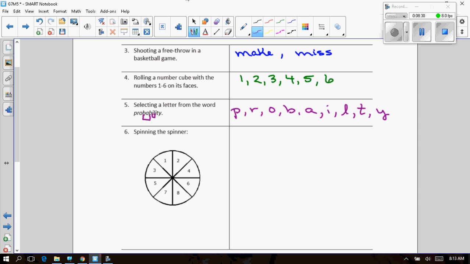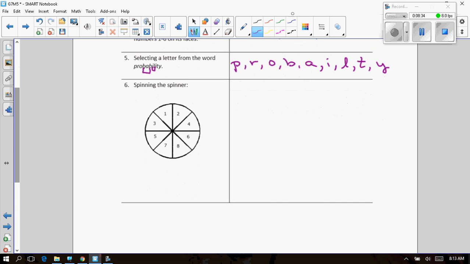What about this spinner? What would be the whole list of every possible thing I could spin on the spinner? 1, 2, 3, 4, 5, 6, 7, and 8, right? All the numbers 1 through 8 will be our sample space.